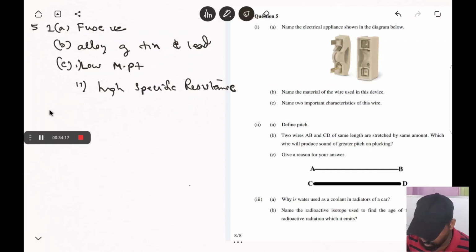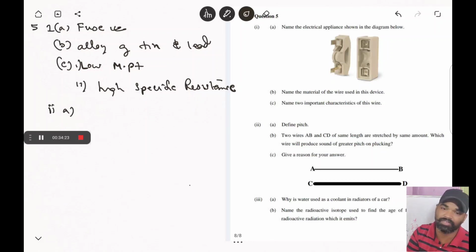Okay, this was it. Now part 2A. Define pitch. Again, there's a definition. Please, you do it on your own. I'm not going through it. But pitch distinguishes the shrill sound from a flat sound, a high pitch sound from a low pitch sound. That's pitch.